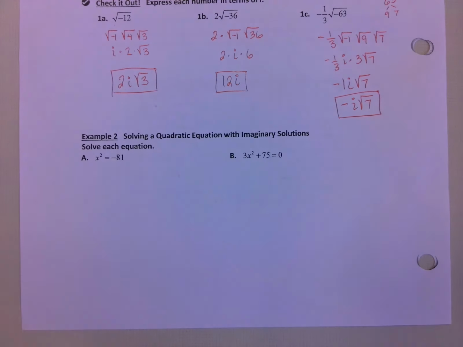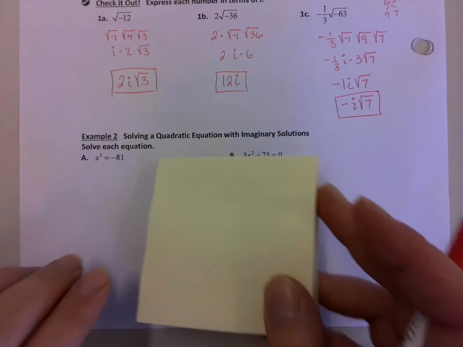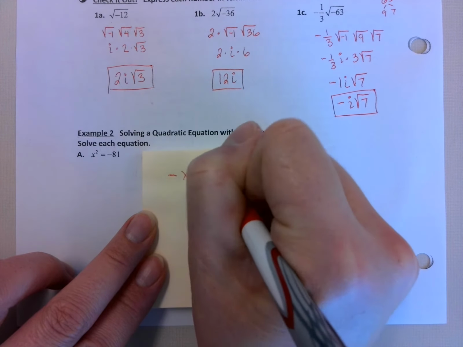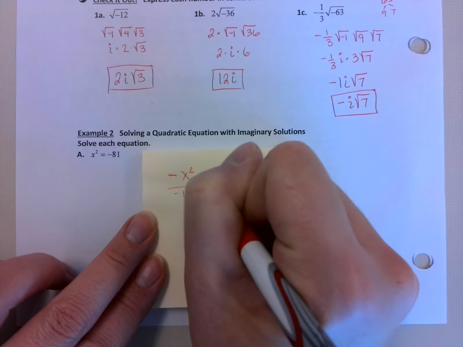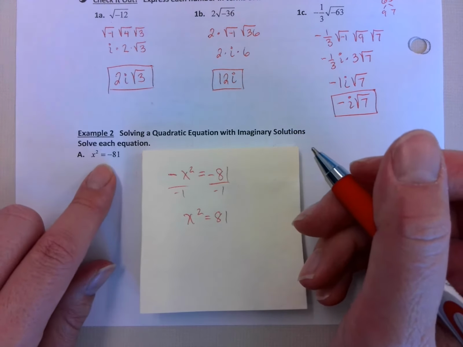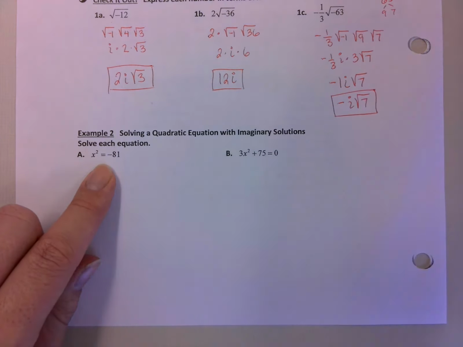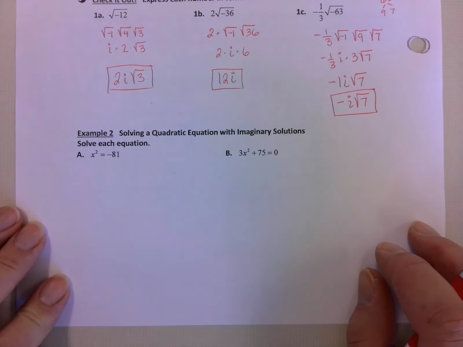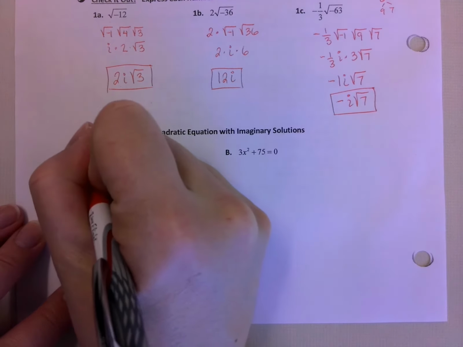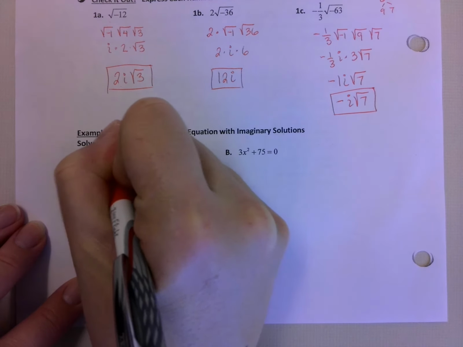Now, if I had something like negative x squared equals -81, then that negative sign would just cancel out, and I'd have x squared equals 81. But if I have this, I have to use imaginary numbers. So I'm going to come in and use all my tools. I've got the x squared isolated. I'm going to take the square root of both sides.